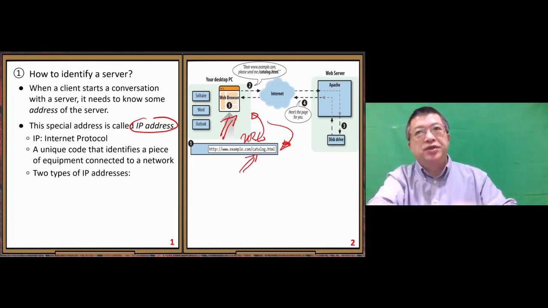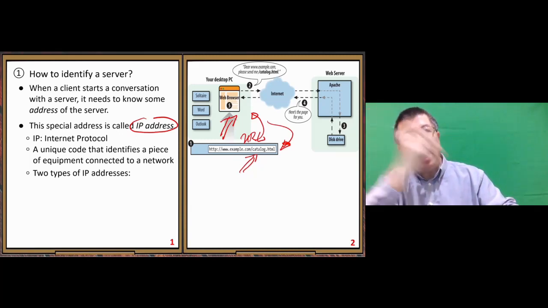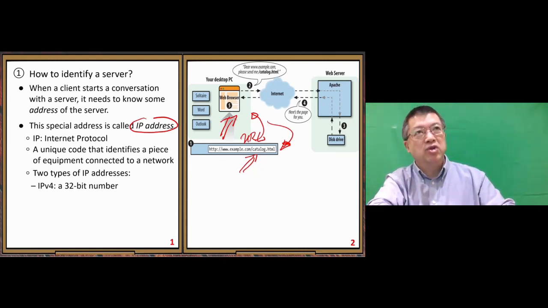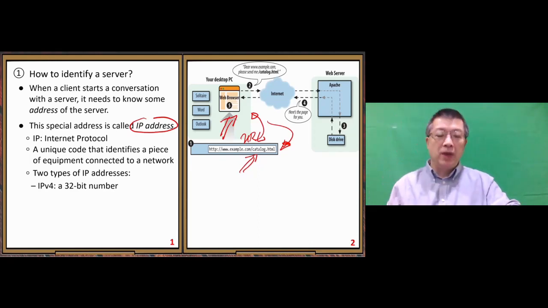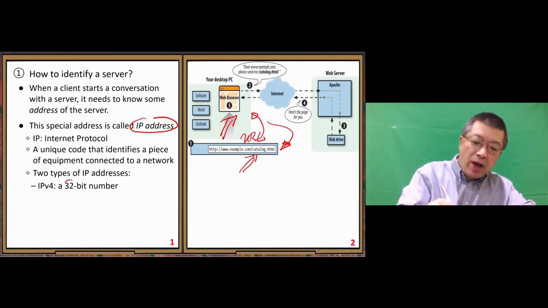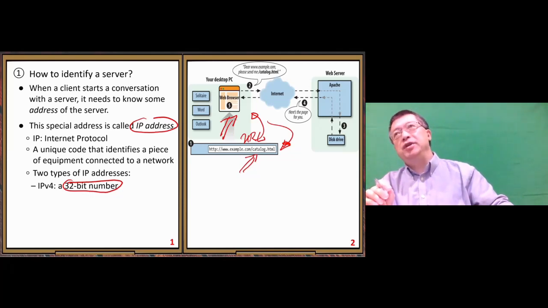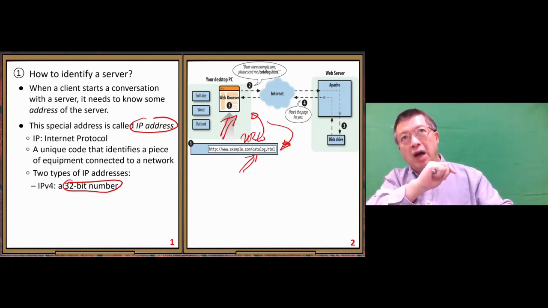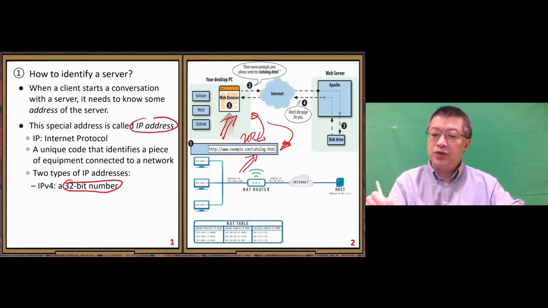Regarding IP addresses, there are two types. One old type, another current new type. The old type, IPv4, is the one most people are familiar with. It is a 32-bit number. 32 bits, 4 bytes, each byte 8 bits. So this old style of IP address has 4 bytes. Here I show you an example.